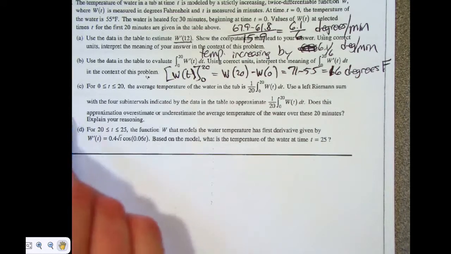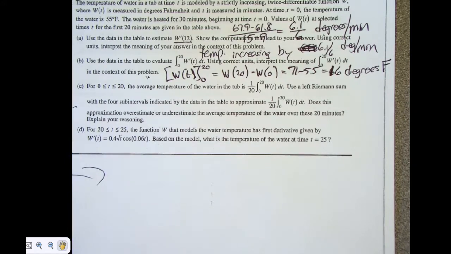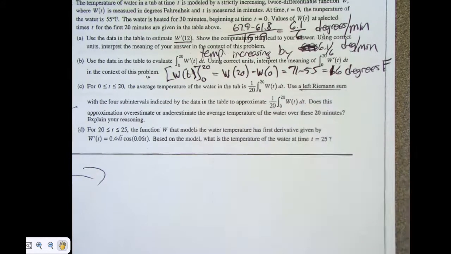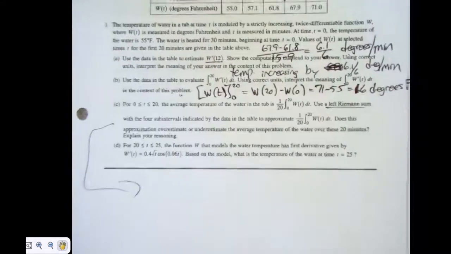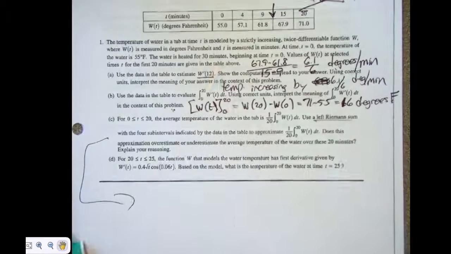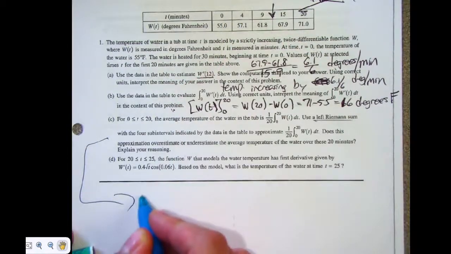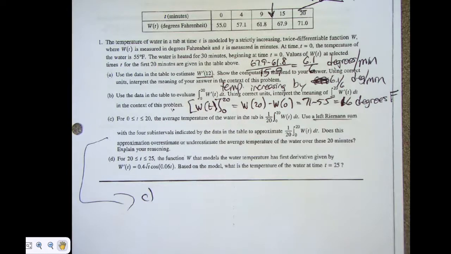Part C, they want us to do a left-hand Riemann sum approximation. That's really common in these. You'll have to do either LRAM or MRAM or RRAM. So if I'm doing LRAM, remember it's base times height plus base times height plus base times height. You're just adding up rectangles.